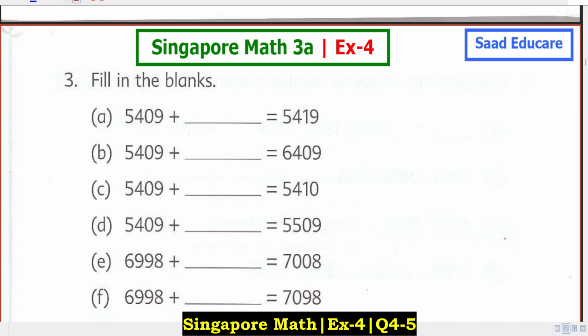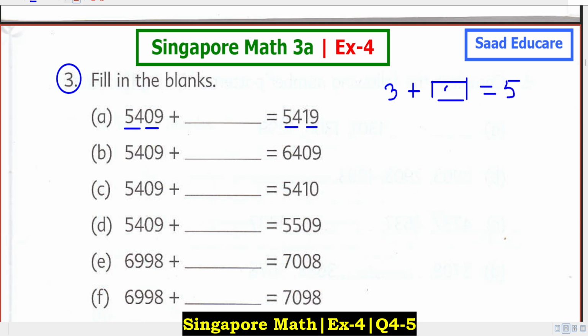Exercise 4, Singapore Math 3A, we are starting question 3. Fill in the blanks. Here is 5409 plus blank equals 5413. Suppose here is a 3 plus a blank equals 5. So what will be the result?